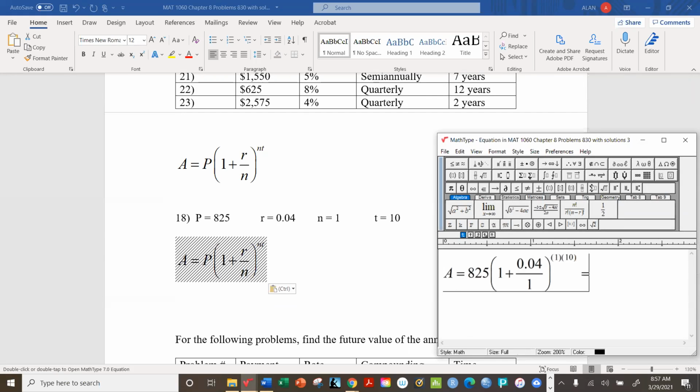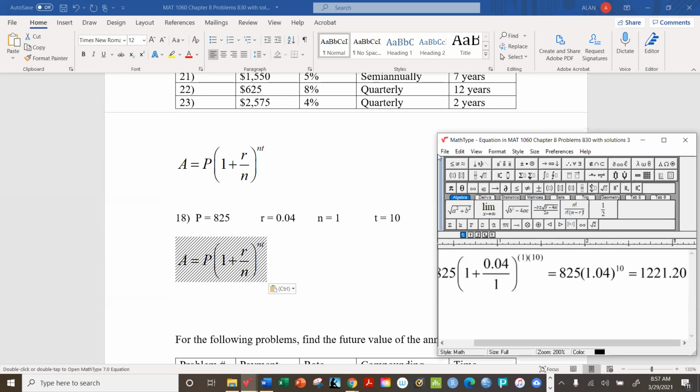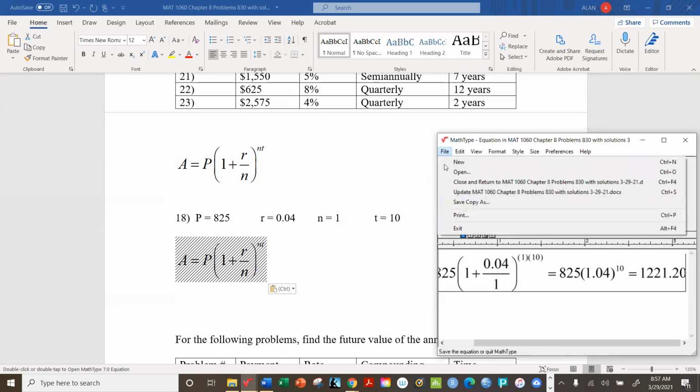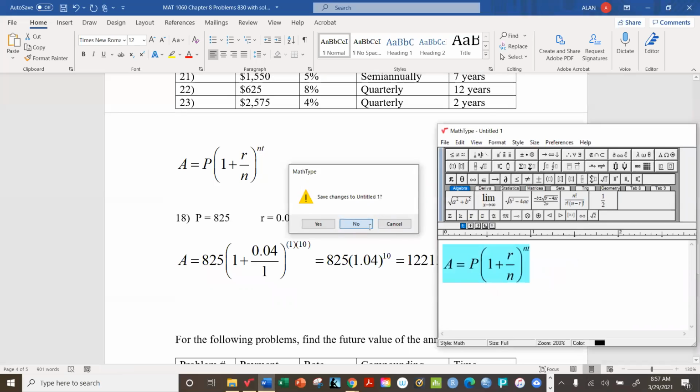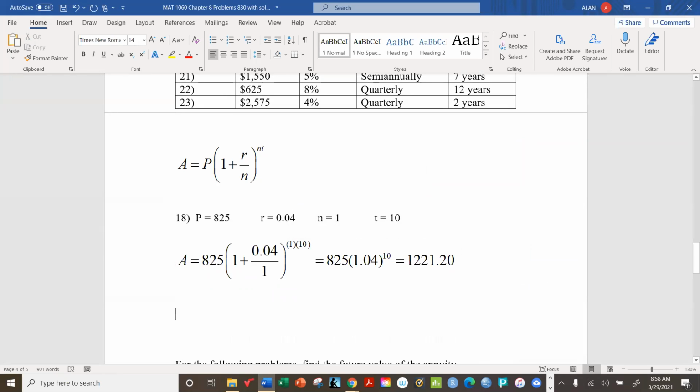Okay, so first what we should almost certainly do is simplify this. This works out to 1.04 to the 10th power. And that's equal to 1221.20. So there's our future value. Now, normally we'd be done here if that's all they wanted, but instead we have to figure out the compound interest.